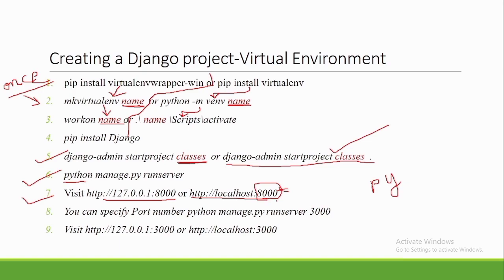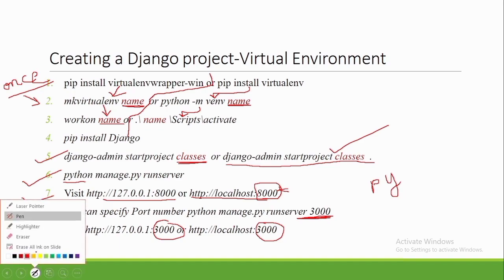If you want to change the port number, we can change it. So how will you run the server at that time? py manage.py runserver, and you will specify the port number. And to see the output, now the port number has changed. So you will see the output on this particular link.